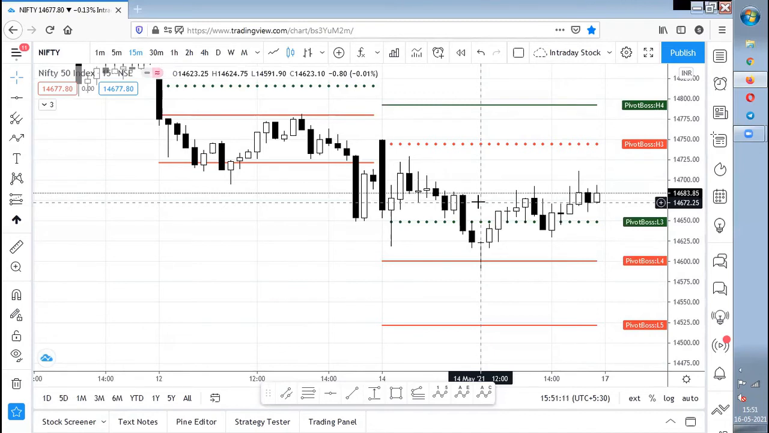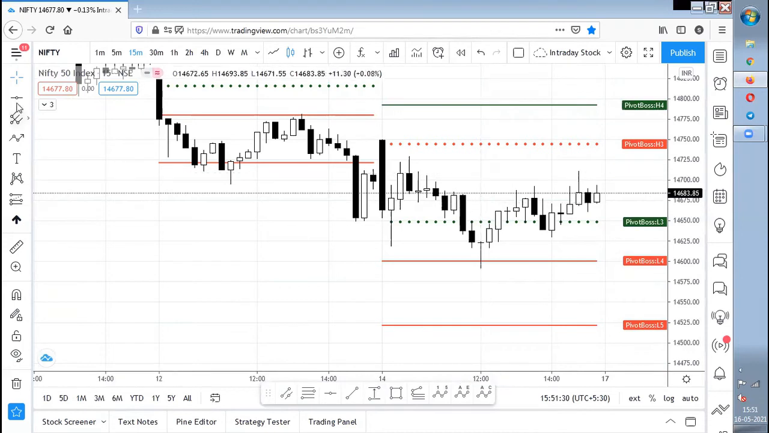If it is bearish, any movement below L4 is going to be a movement towards L5, and any movement above H4 is the movement towards H5. So we need to wait and watch whether it is a gap up or gap down. Based on that, accordingly, we can plan for it. This is how you need to be prepared for the next day's market.